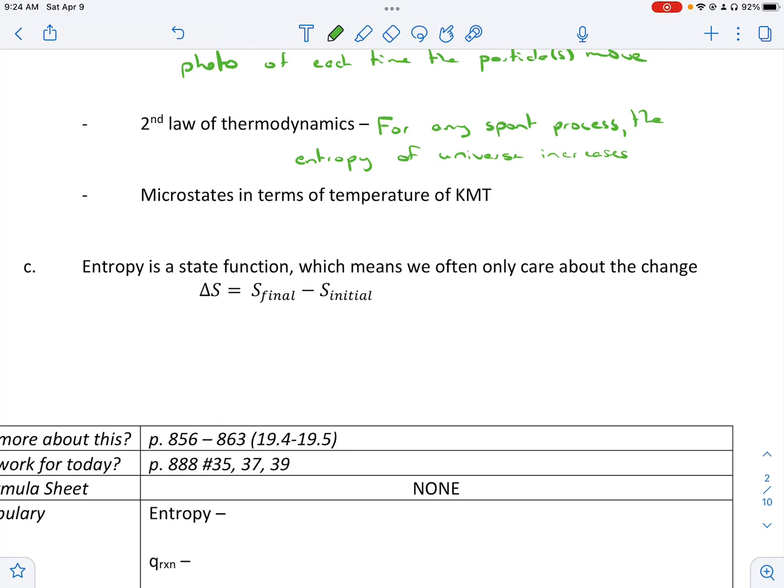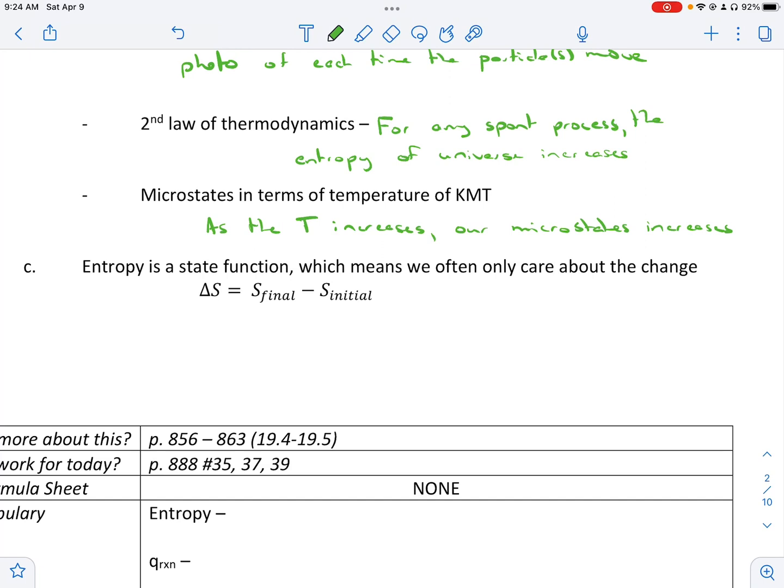Let's talk about kind of the last thing. What if we have a greater temperature? What about temperature change? What do you think will happen with microstates? You are correct. As the temp increases, our microstates increase, which makes sense because they're going to be moving more. And we're talking about each time they move.